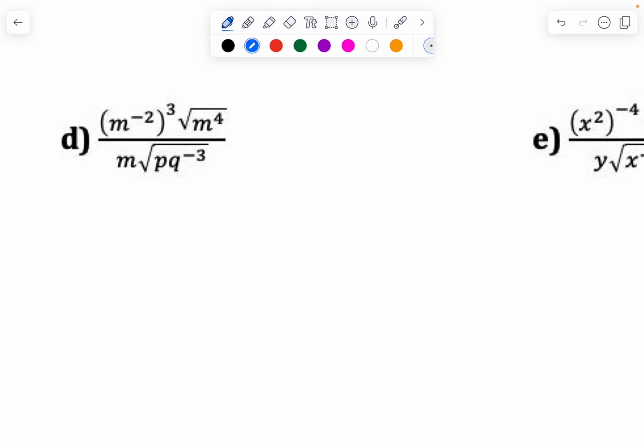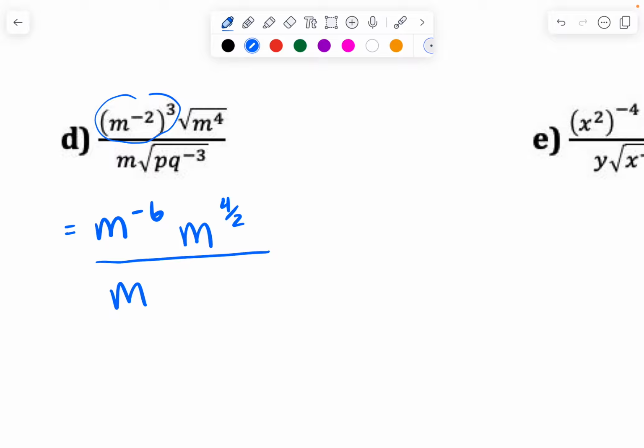Okay, a couple more. What about, so let's deal with this first. That's m to the negative 6. And then the square root of m to the 4th. Well, that's m to the 4 over 2. And then over m. And then the square root of pq to the negative 3. Well, the square root of p is p to the half. And then the square root of q to the negative 3 is q to the negative 3 over 2. Right? Because the 3 is my numerator and the 2 is my denominator.